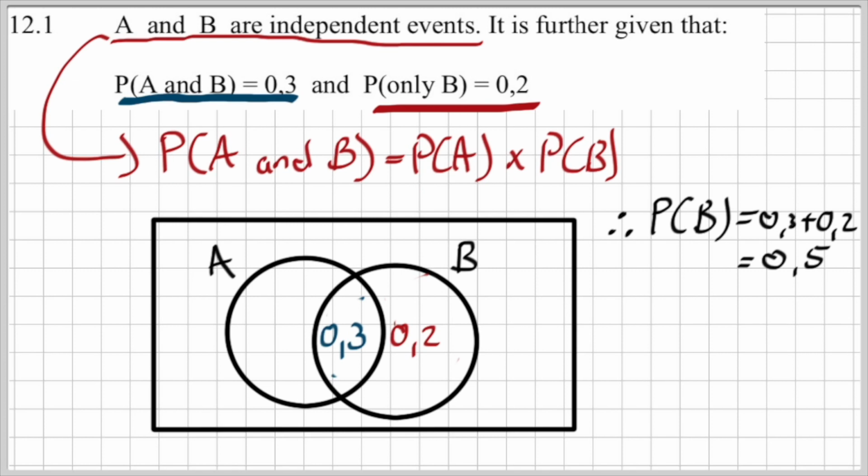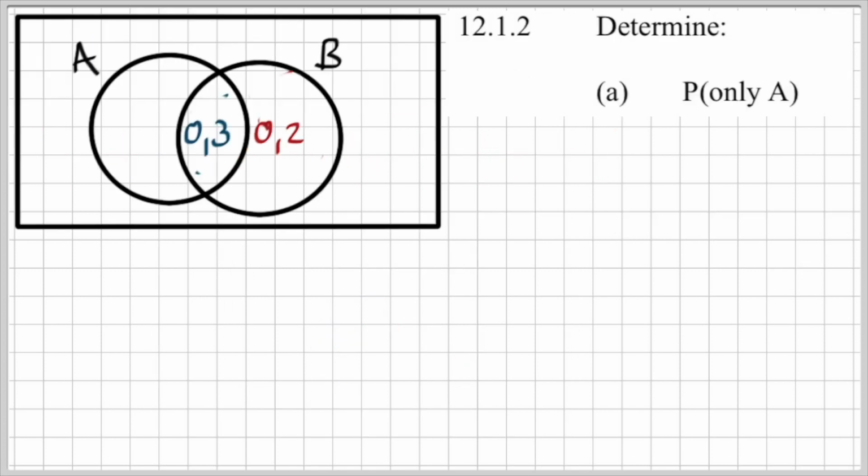When I look at the rest of the sum, there's no more information. I can't mine anymore. So what I need to do is just copy this over and now look at the question that is asked: determine the probability of only A happening. But please remember, this is a 4-mark question.